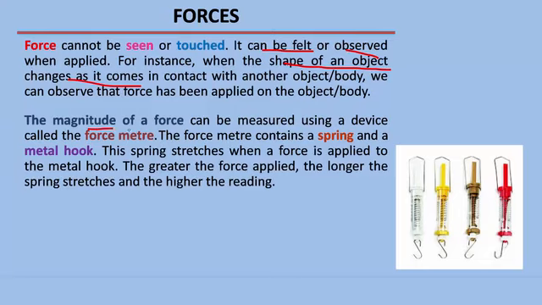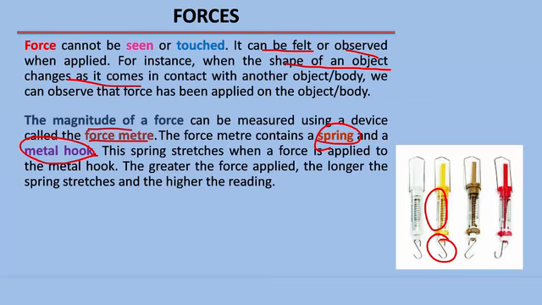Now, the magnitude or the amount of force can be measured using a device called the force meter. The force meter contains a spring and a metal hook. This is what the force meter looks like. This is the metal hook, and this is the spring inside of the force meter.